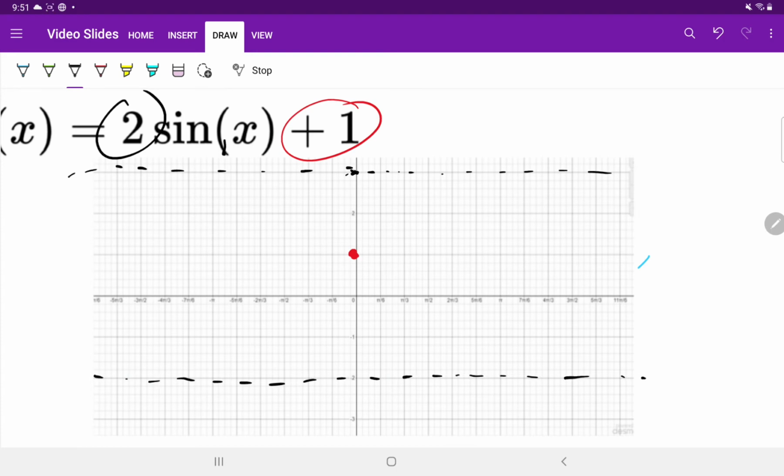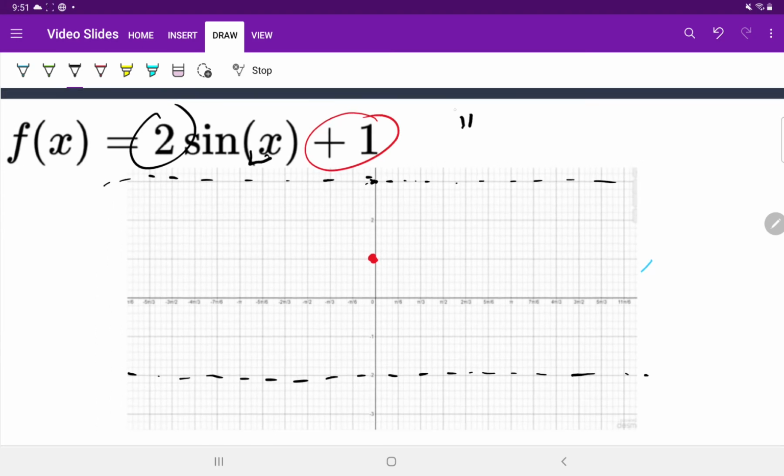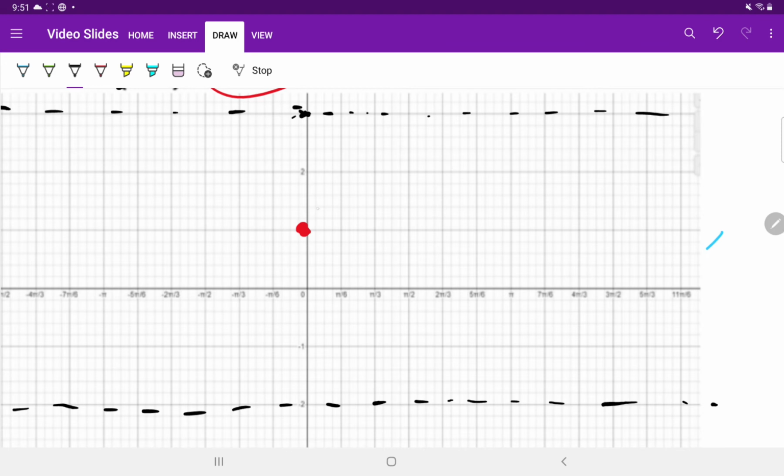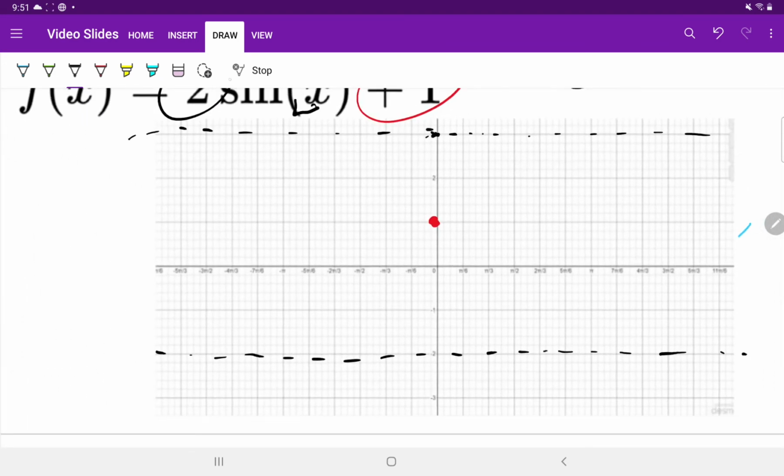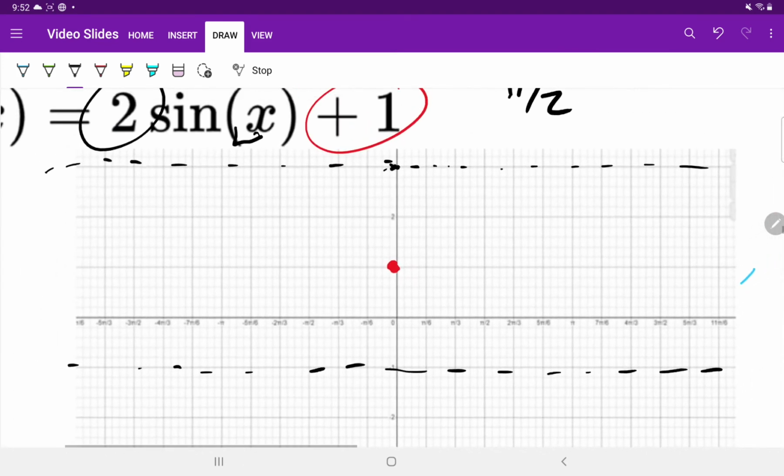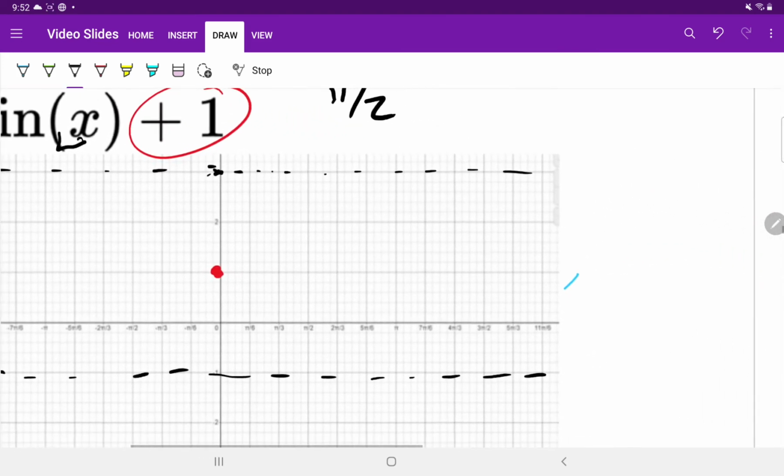Okay, and I don't see a multiplier there, which means every pi over 2 something's happening. So I have a midline, and then did I go down? This looks wonky here. I think I went too far down. I'm starting at 1, down 2 is to -1, so there we go. That looks better. So now I'm going to go every pi over 2, something's happening.